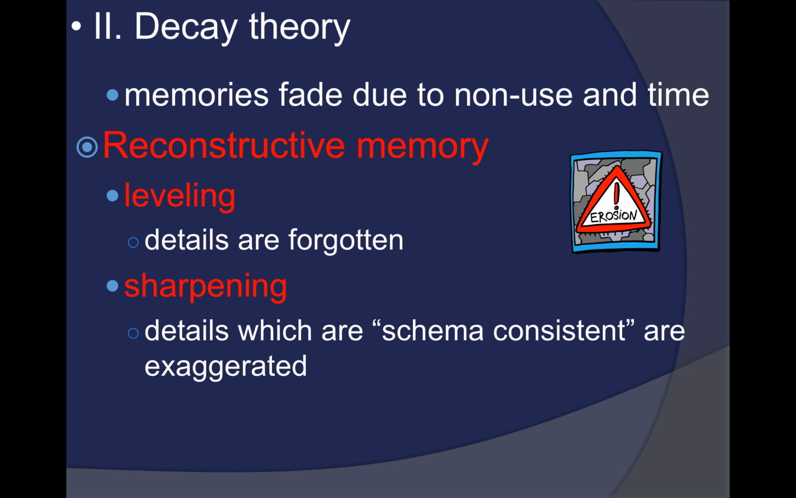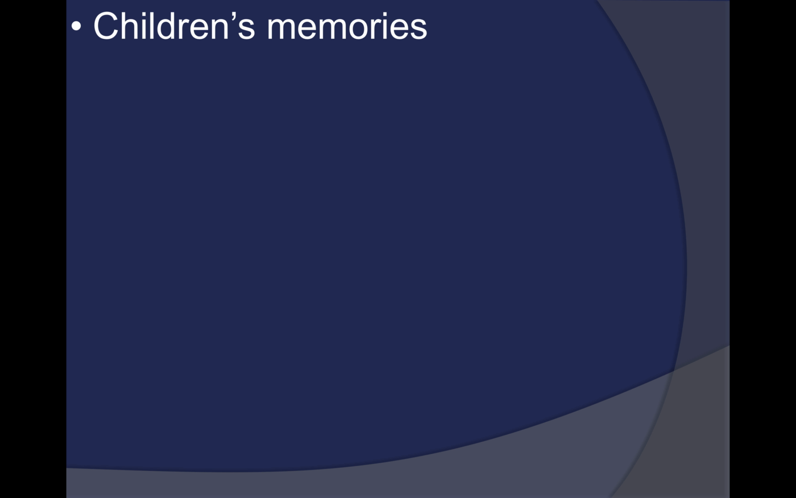Sharpening is when you unconsciously exaggerate information, or you may even add in details which were not in the original story. And every time I look at this leveling and sharpening, I think of gossip and how it gets simpler and more extreme as it's passed on. A lot of details that make it less dramatic are dropped or leveled, and the details that are more dramatic often get sharpened. And so gossip is an unfortunate example of reconstructive memory.